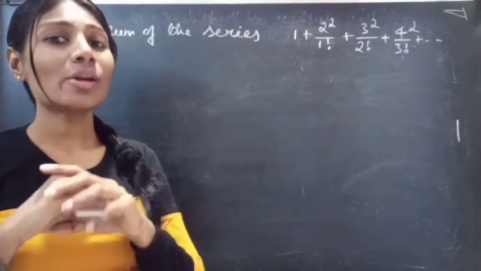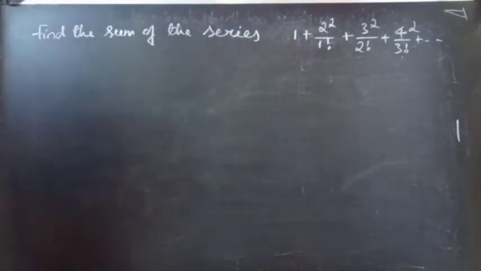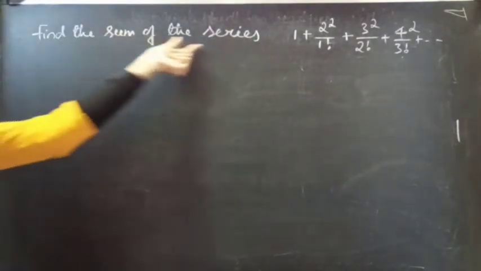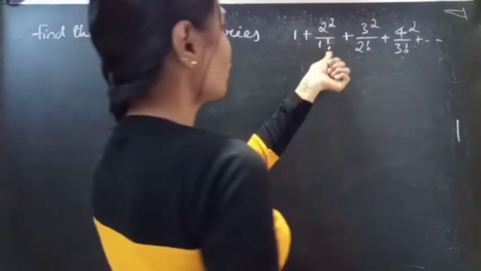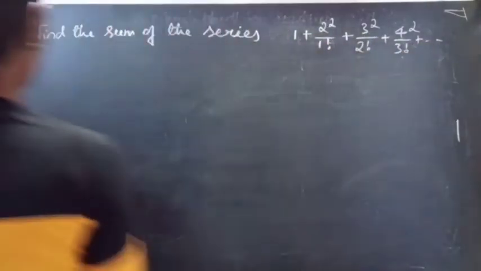So in this video we are going to see a problem from exponential series. Let's get started. Problem: find the sum of the series 1 plus 2 square by 1 factorial plus 3 square by 2 factorial plus 4 square by 3 factorial plus so on.